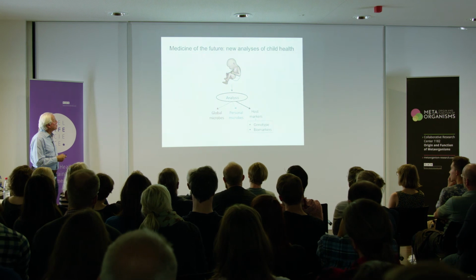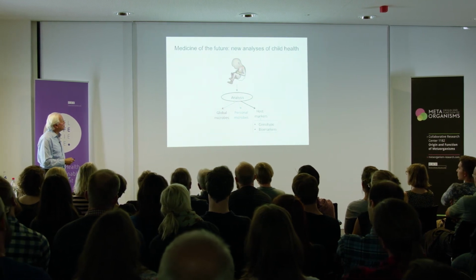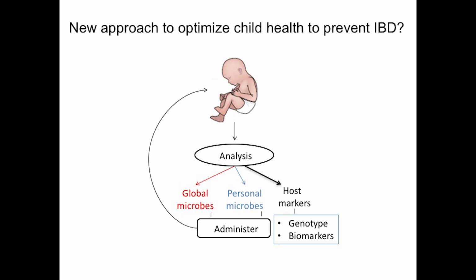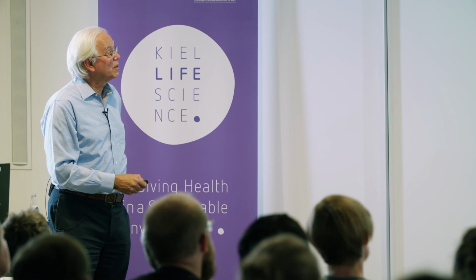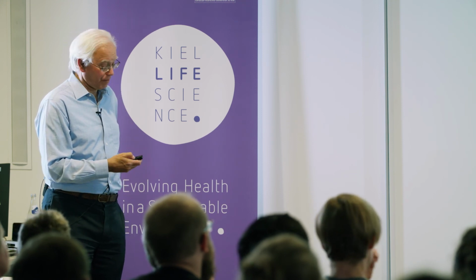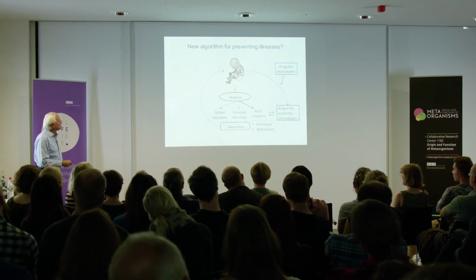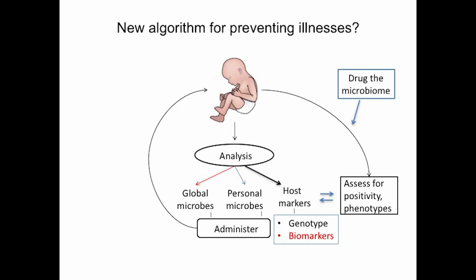So I'm predicting that the medicine of the future is that pediatricians are going to examine babies and examine babies' diapers. And they're going to ask, which microbes do these babies have? Which global microbes that all babies should have, or which personal microbes should this baby have based on their genotype and other markers? And if the baby doesn't have them, then the doctors of the future are going to give those babies those microbes, perhaps to drink, and ultimately assess whether this is working to optimize their later risk of disease. And perhaps we will also have to drug the microbiome, not just give particular agents. Those could be with prebiotics, for example.